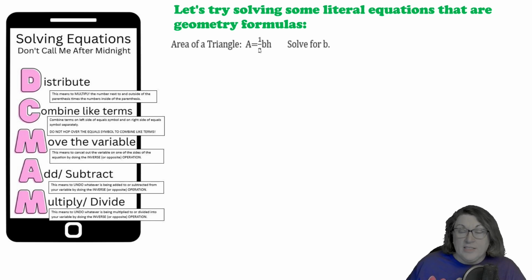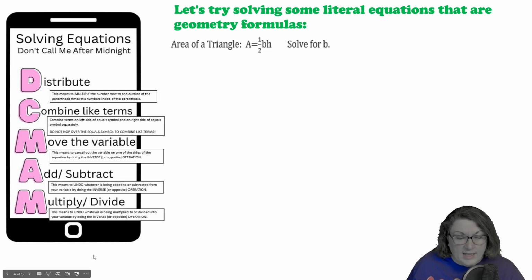Okay, if you look at this formula, they're all being multiplied, 1/2 times b times h. So I will have to divide, which is the inverse of multiply, in order to cancel it out and rearrange this equation and get the solution for this literal equation. So we'll do that one later.